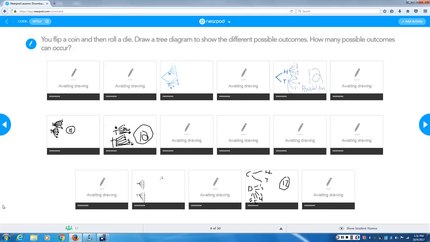What do you get, tails? Okay. Yeah, but you can't get tails and tails, because you're only going to flip it once.